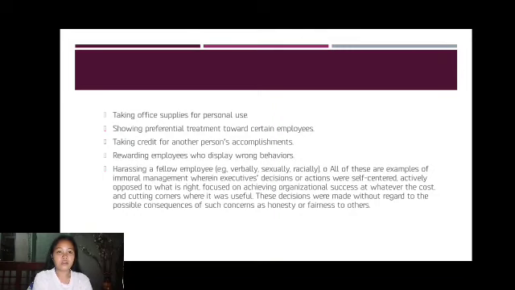So all of these are examples of immoral management wherein executives' decisions or actions were self-centered, actively opposed to what is right, focused on achieving organizational success at whatever the cost, and cutting corners where it was useful. So the decisions were made without regard to the possible consequences of such concerns as honesty or fairness to others.